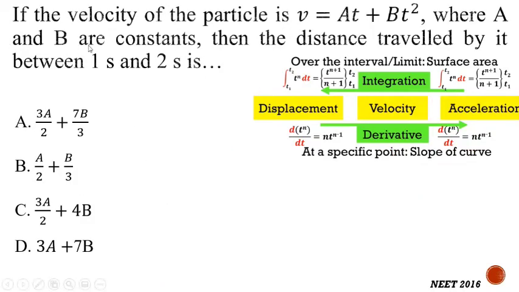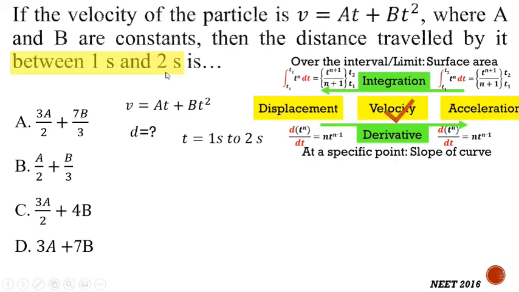In the next problem, if the velocity of the particle is v equal to at plus bt square, that means velocity is given, where a and b are constants, then the distance travelled by it in between 1 second and 2 seconds. So we need to find the distance, and the limits are given, that is 1 second and 2 seconds. We need to find the distance. So in this condition, the limits are provided, t equal to 1 second and 2 seconds.